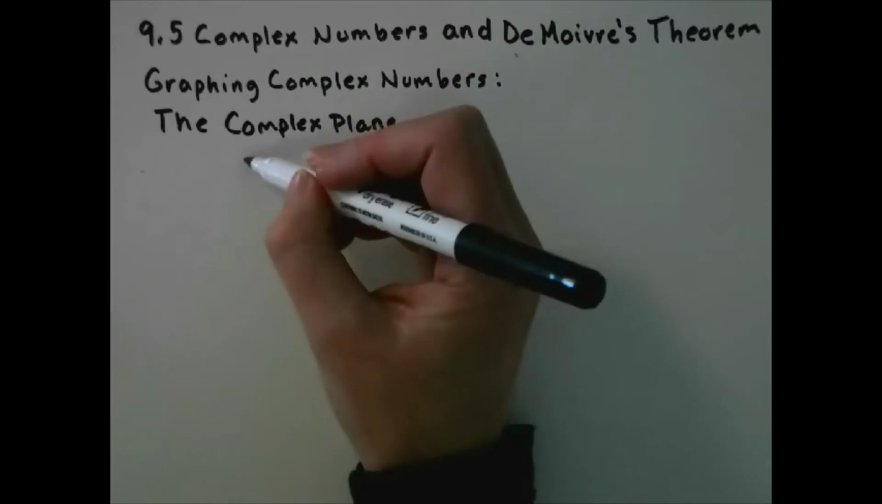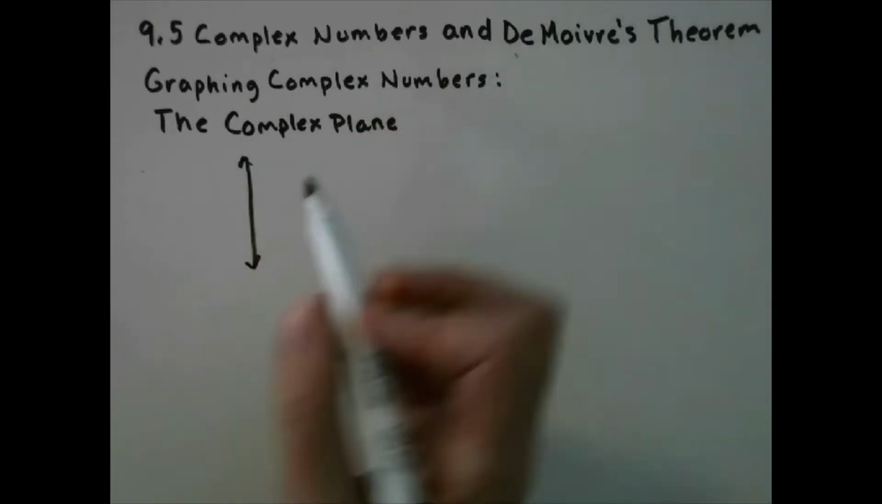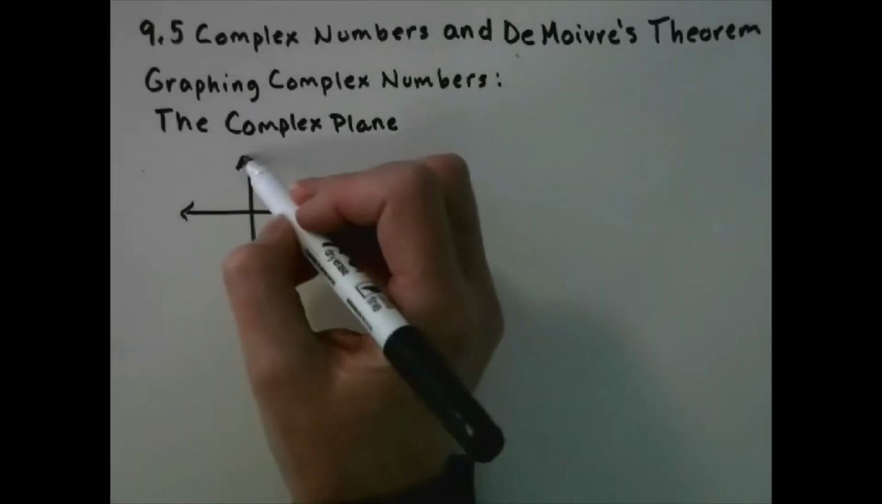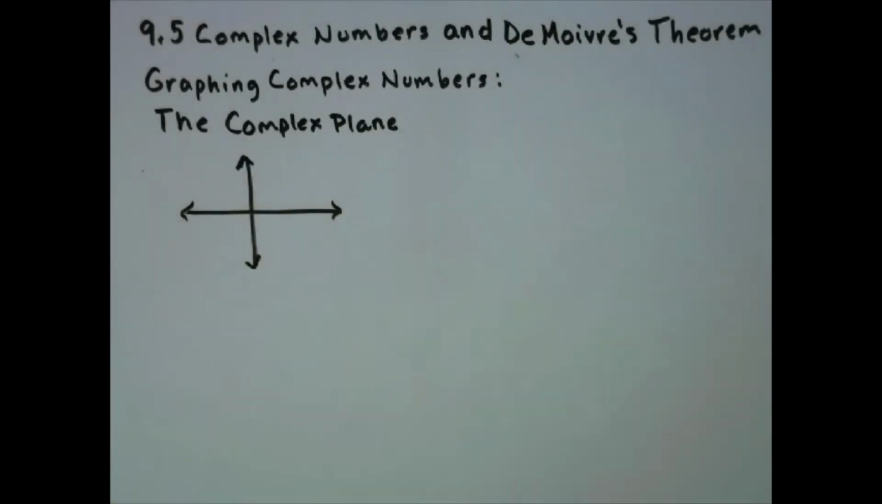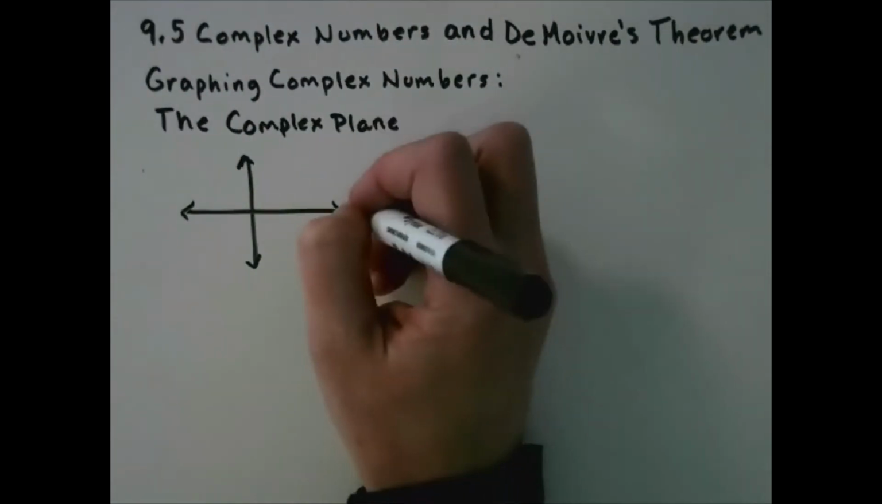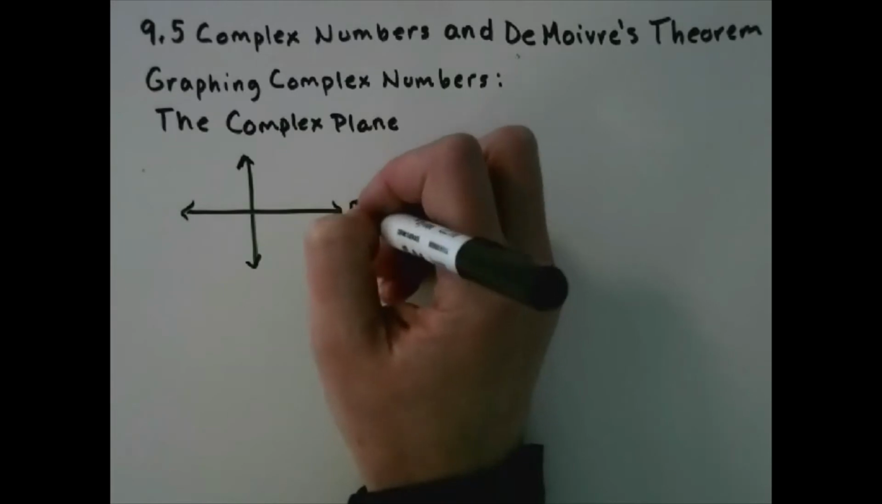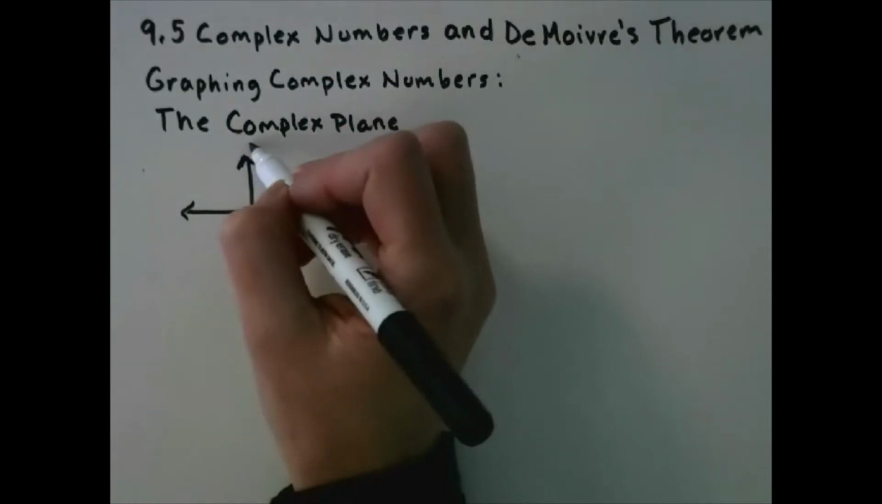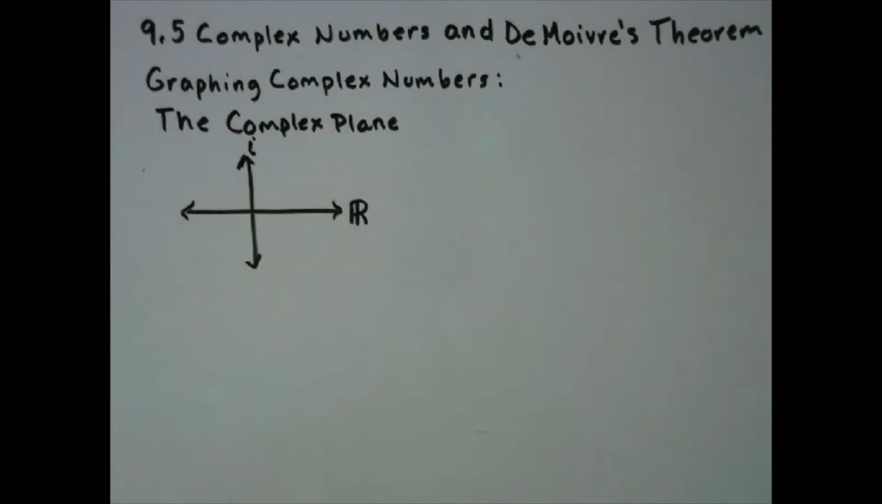Okay, the complex plane is going to look like a plane, but rather than representing x and y, this is going to be the real axis. So I'm going to put an R there to say real, and then this is going to be our imaginary axis. So I'm going to graph some imaginary numbers.